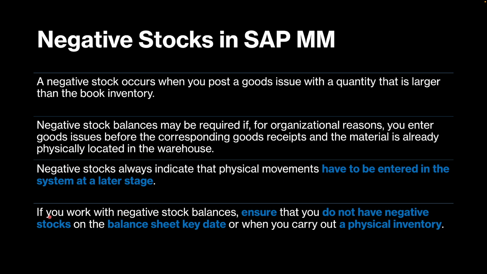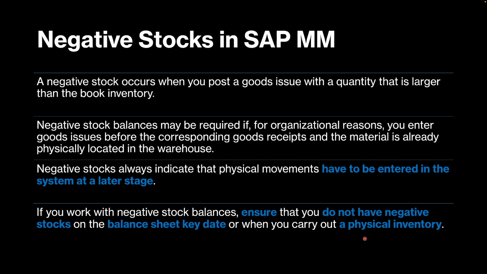And finally, if you work with negative stock balances, you have to ensure that you do not have any negative stock on the balance sheet key date. Whenever you are drawing your balance sheets or closing your accounts, you should not have any negative stock in your system. Whenever you see a negative stock, you have to regularize or liquidate that with a goods receipt. You have to find the root cause why this negative stock was created, and then rectify and regularize that negative stock.